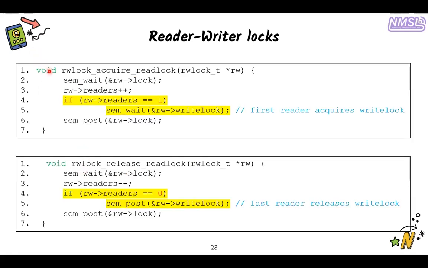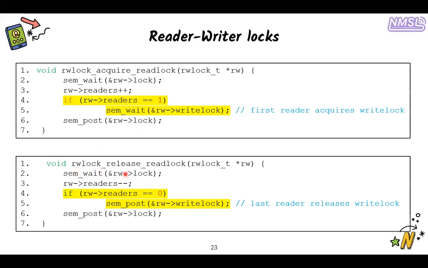The reader part is actually interesting. So if I want to acquire a read lock, first of all, you wait for a lock. You increment the number of readers because I'm going to read. Now, if the count of readers is 1, meaning I am the first reader, then I'm going to do semaphore wait of the write lock. Okay, so this is a special case. If I'm the first, I'm going to do sem wait to write lock, and then you release the lock here so that other readers can also read.